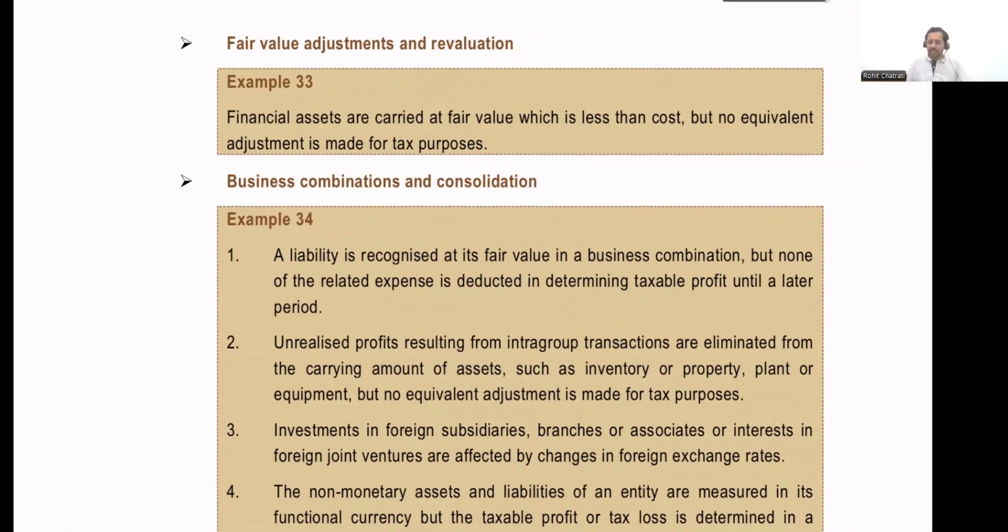Let's look at example number 33. Financial assets are carried at fair value, which is less than cost, but no equivalent adjustment is made for tax purposes. Let us exactly take the example that we took earlier. Say I've purchased Reliance shares at a cost of rupees 75,000, and let us say the fair value on the balance sheet date has now fallen to 70,000. All right, so therefore I am going to show the investment in equity shares of Reliance at an amount of 70,000 on my balance sheet. So my carrying amount is actually equal to 70,000 rupees.